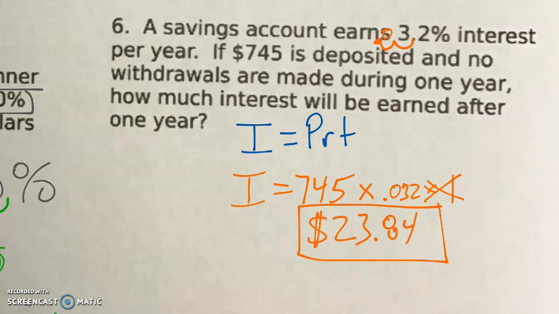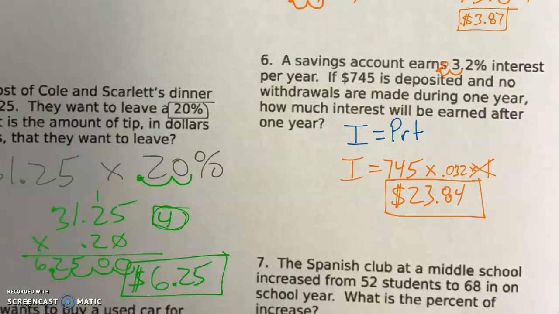Don't let substitution fool you. Literally, you take the capital letter P out and you put 745. Don't let that fool you, okay? It's just like if I was absent, somebody would take my place.